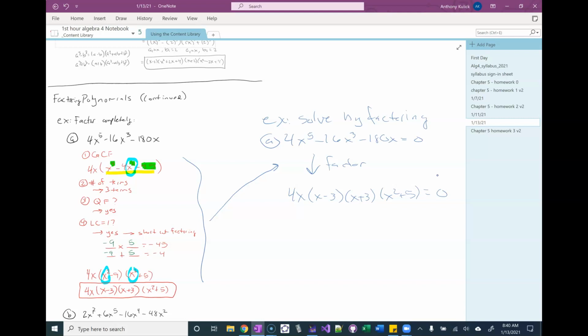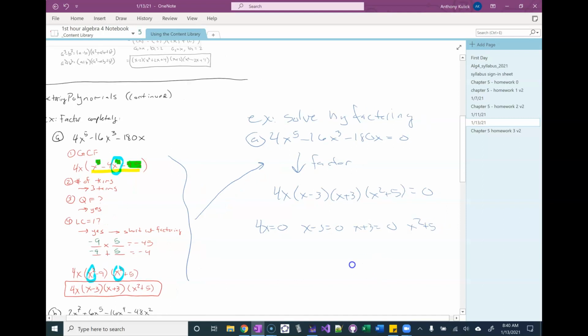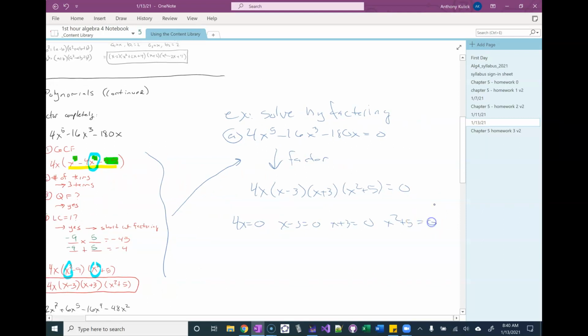Everybody's okay that I just stole the work that I did for that previous problem? Yeah. Now we can use the zero product property and take each of these pieces, set them equal to 0, and solve them as if they were 4 separate problems.